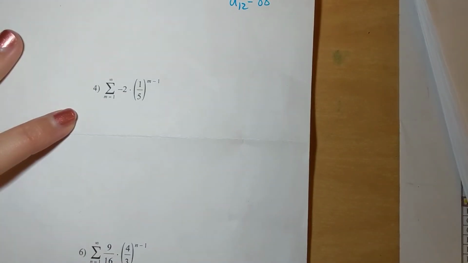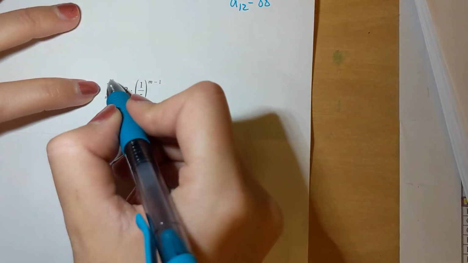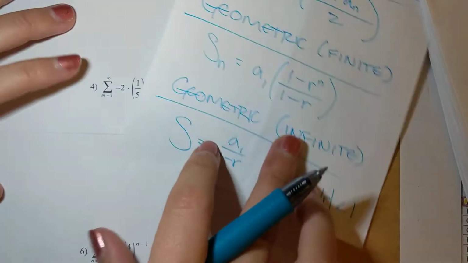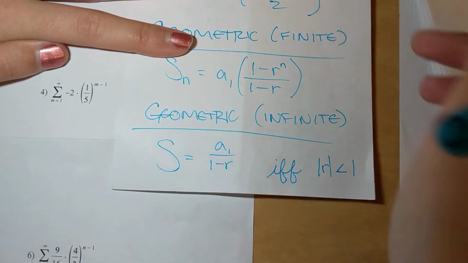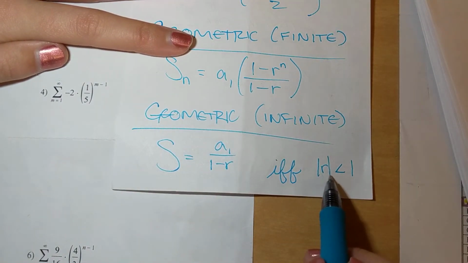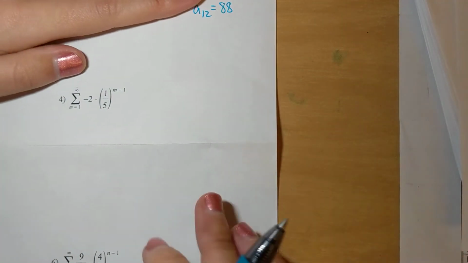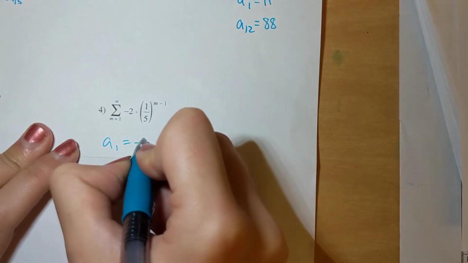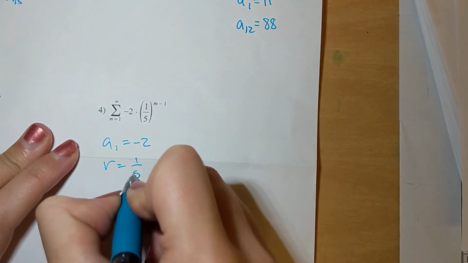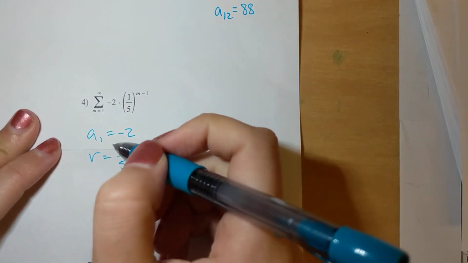Looking at number 4. Ooh, infinity. So this is an infinite geometric. You need 2 things, a sub 1 and r. There's only a sum if the absolute value of r is less than 1. So, first of all, a sub 1 is negative 2. R is 1/5. Yay! There is a sum.